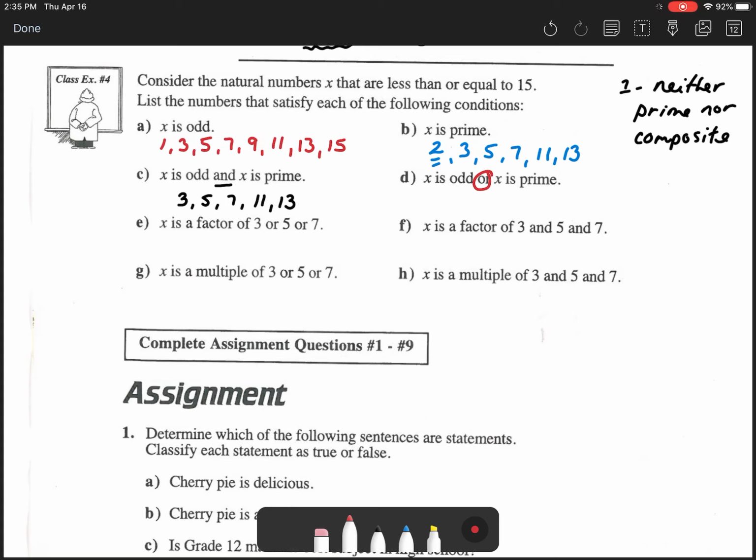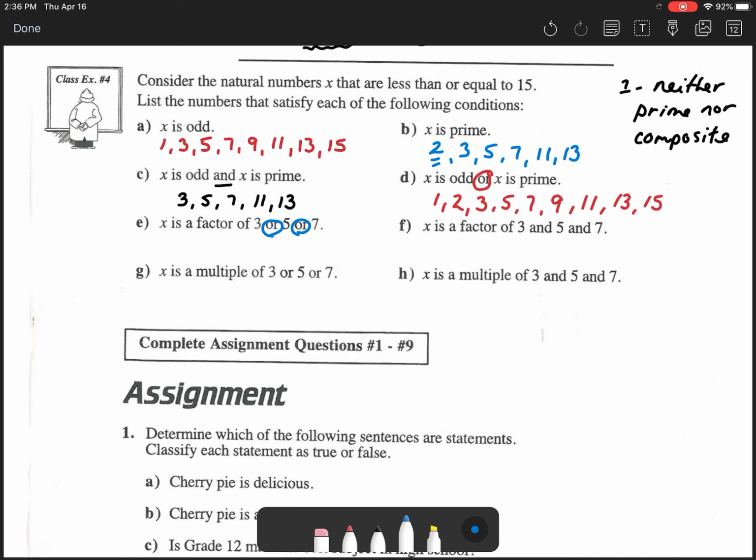So again, that means it can belong to one list or the other list, or it can belong to both. So basically, it's the combination of those 2 lists. Now, you don't have to repeat the numbers, but as long as it belongs to one of those lists, it should occur in this solution. So it would be 1, 2, 3, 5, 7, 9, 11, 13, and 15.